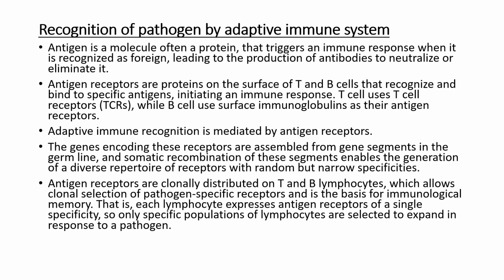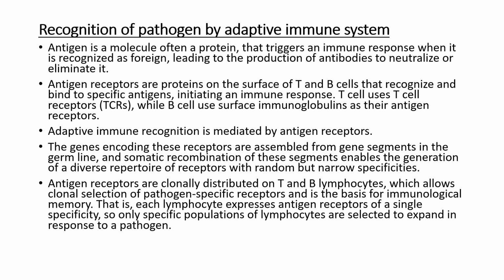Antigen receptors are proteins on the surface of B and T cells that recognize and bind to specific antigens, initiating an immune response. T cells use T cell receptors, TCRs, while B cells use surface immunoglobulins as their antigen receptors. Adaptive immune recognition is mediated by antigen receptors. The genes encoding these receptors are assembled from gene segments in the germline, and somatic recombination of these segments enables the generation of a diverse repertoire of receptors with random but narrow specificities.